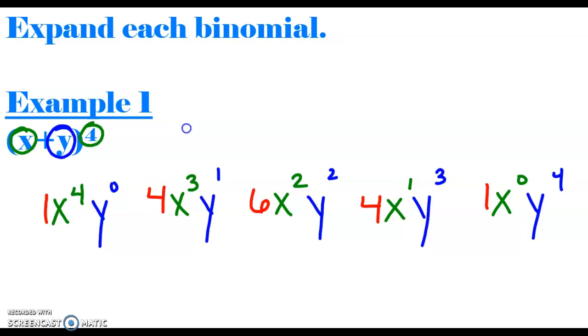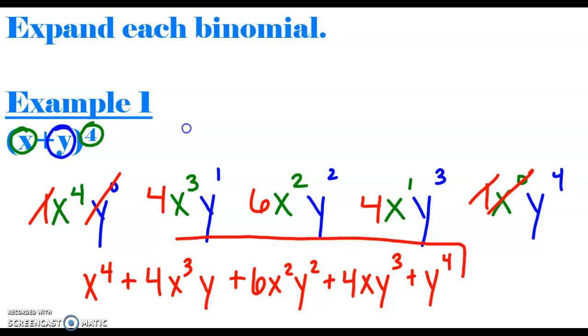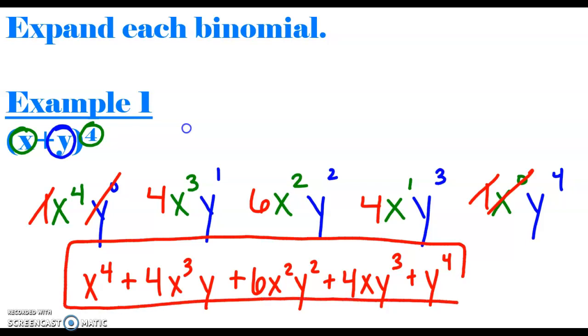So when I clean it up, y to the power of 0 is 1, so I don't need to write a 1. So I have x to the 4th plus 4x cubed y, plus 6x squared y squared, plus 4xy cubed, plus, x to the power of 0 is 1, we don't need that, so plus y to the 4th. This would be the exact same thing you would get if you took the time to multiply that binomial by itself 4 times.